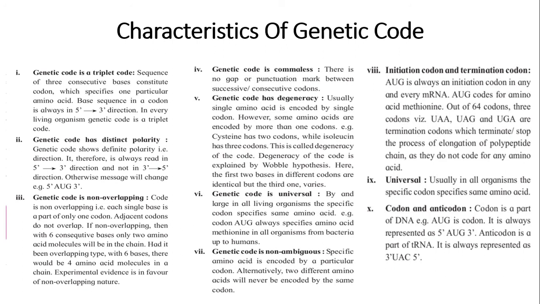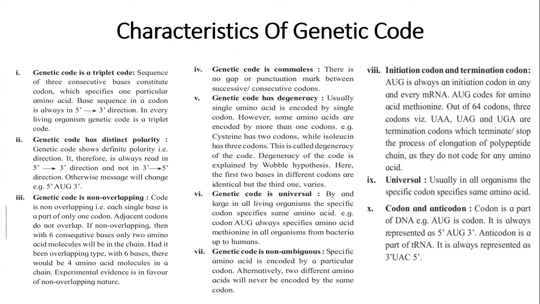Number 7, genetic code is non-ambiguous. A specific amino acid is encoded by a particular codon. Alternatively, two different amino acids will never be encoded by the same codon. Number 8, initiation codon and termination codon. AUG is always an initiation codon in any and every messenger RNA. AUG codes for the amino acid methionine. Out of 64 codons, 3 codons, that is UAA, UAG and UGA, are termination codons.